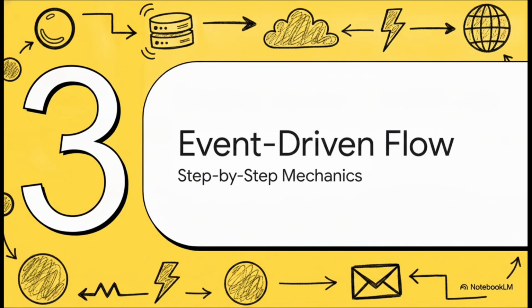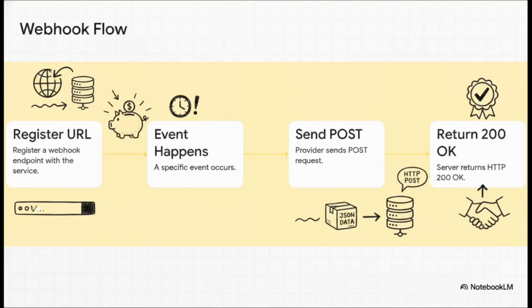Section 3. The event-driven flow. Let's look at the step-by-step mechanics. All right, here's how the magic actually happens from start to finish. Step 1, you register a specific URL with the service you're using. This is what we call your webhook endpoint. Step 2, an event happens out there in the real world. Let's say a customer's payment successfully goes through.